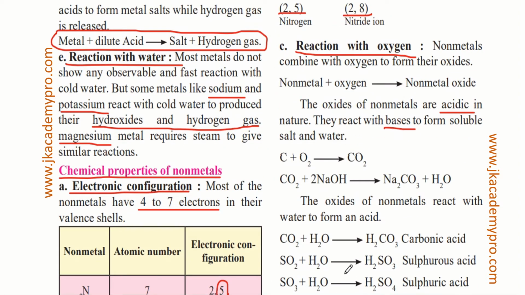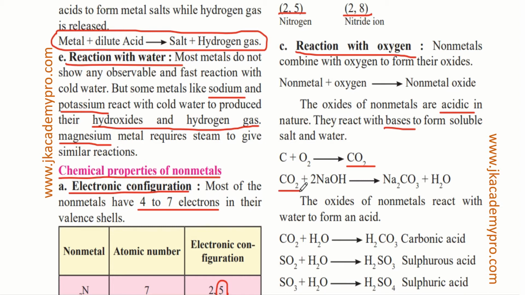Here are a few examples. Carbon, which is a non-metal, on reaction with oxygen forms CO2, which is carbon dioxide. So this is the non-metal oxide. This same carbon dioxide on reaction with NaOH. This is sodium hydroxide, which is a base.